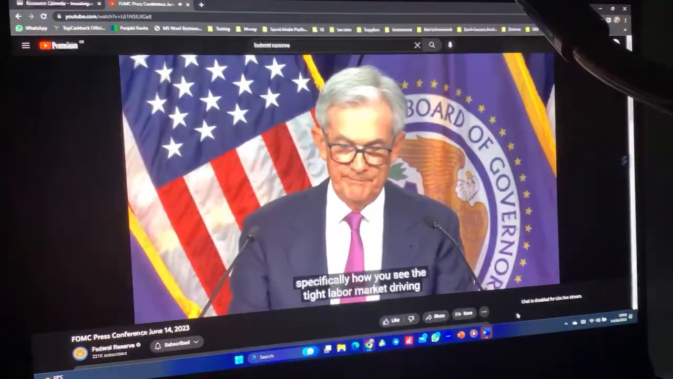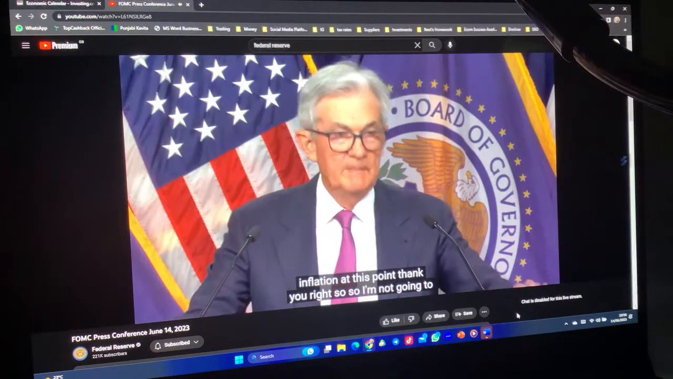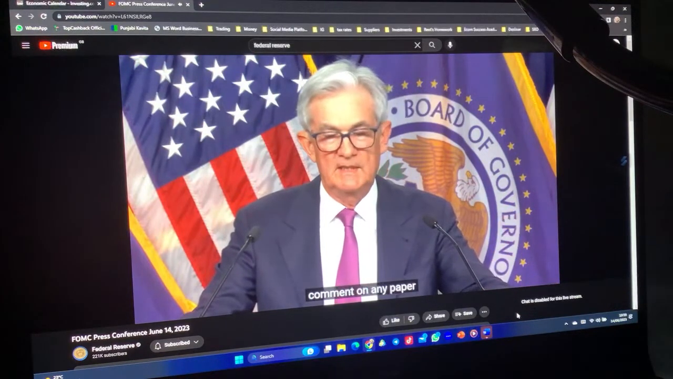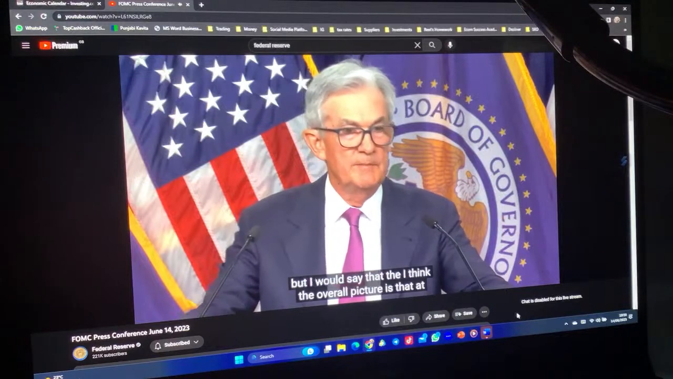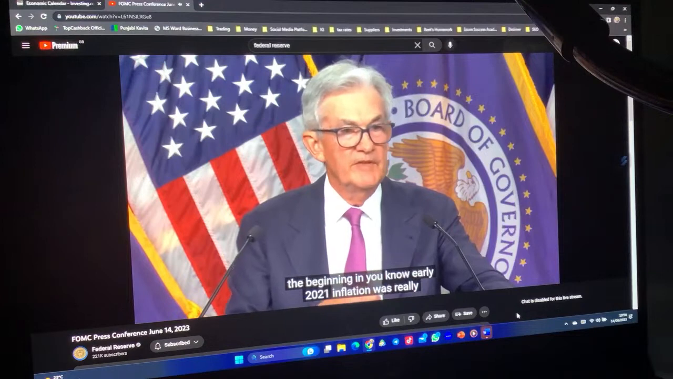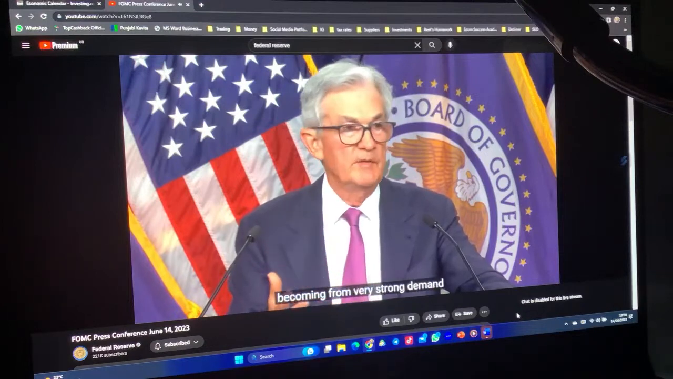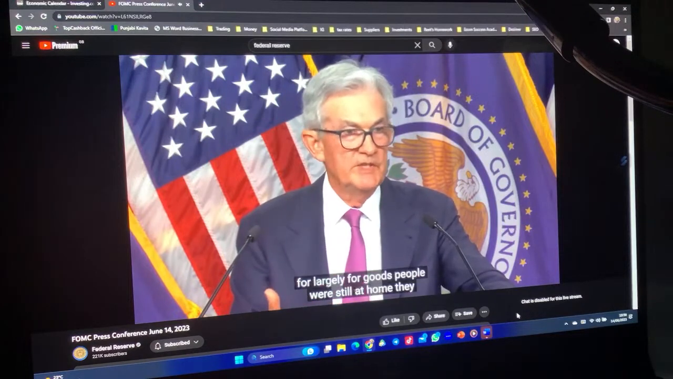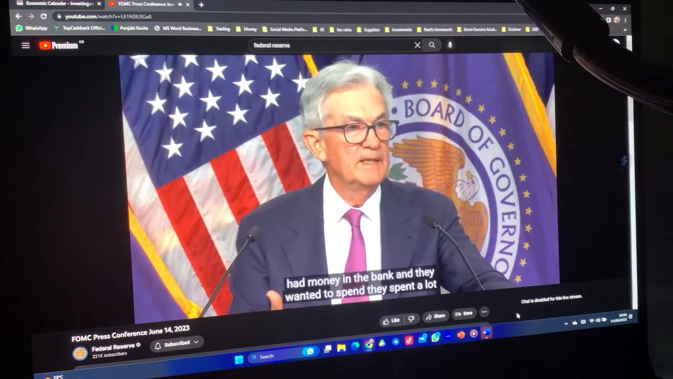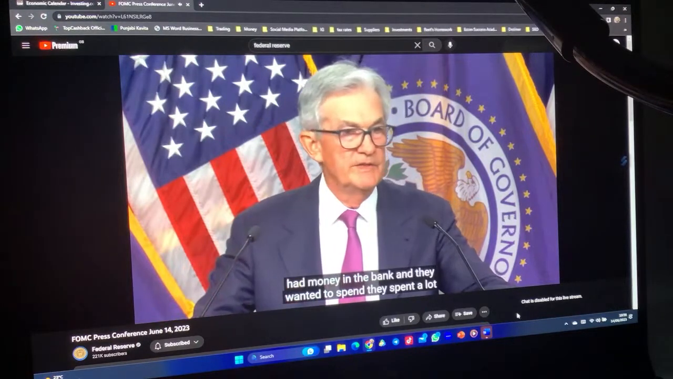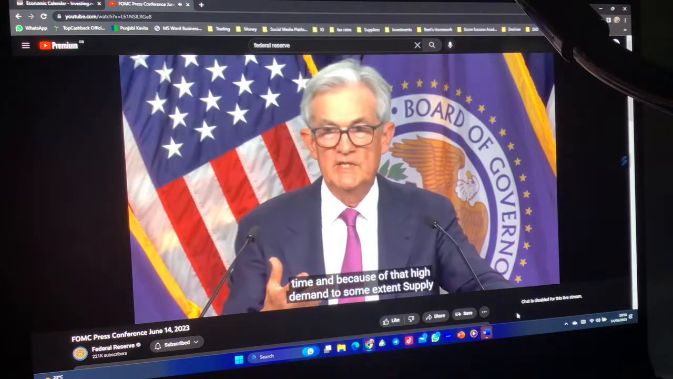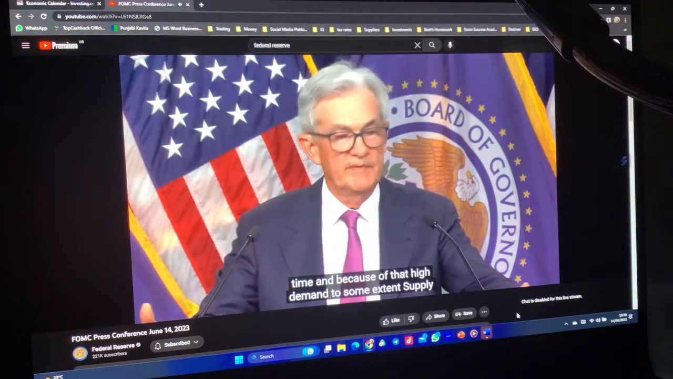Right. So I'm not going to comment on any particular paper, but I would say that the overall picture is that at the beginning, in the early moment of 2021, inflation was coming from very strong demand, largely for goods. People were still at home. They had the money in the bank, and they wanted to spend. They spent a lot on goods, and at the same time, because of that high demand, to some extent, supply chains got all snarled up. So prices went way up, inflation went way up.